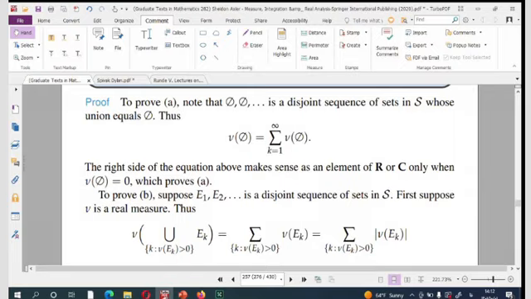The proofs of these two are very easy. For example, we see that the empty set equals the union of these empty sets, so that we have this, because nu is countably additive. And this shows that mu of the empty set must be equal to 0, because if it is non-zero, this summation does not belong to the real numbers.